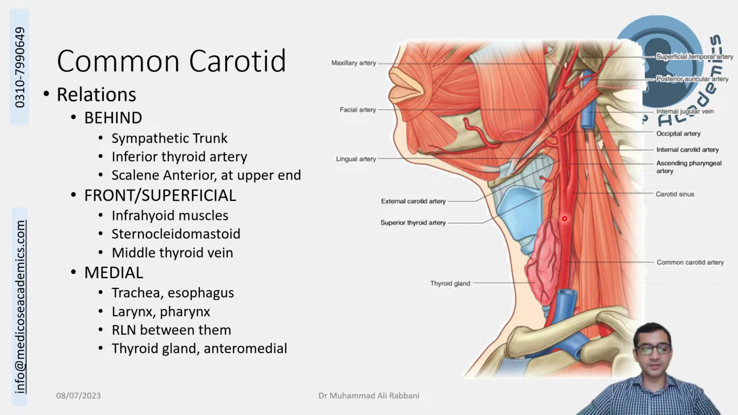Okay, what structure is behind it? Behind it, in this particular picture, you can see the muscles that are present behind it. The muscles that are present behind are the scalene group of muscles. So there is scalenus anterior at the upper end, and as we go on, this is the scalenus anterior. Behind that, there is also the sympathetic trunk.